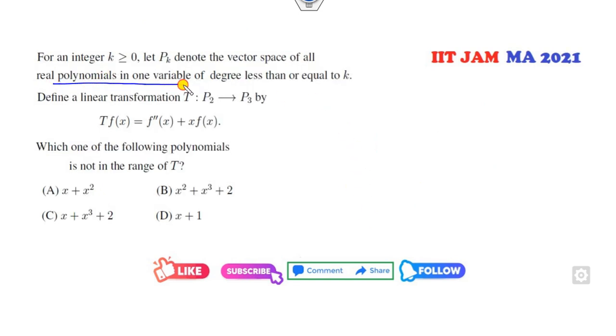Again you can see it's a polynomial. Fine. What is the dimension of this? 4. What is the dimension of this? 3. So your target is to construct the 4 cross 3 matrix. So what are the elements? 1, x, x square, x cube.